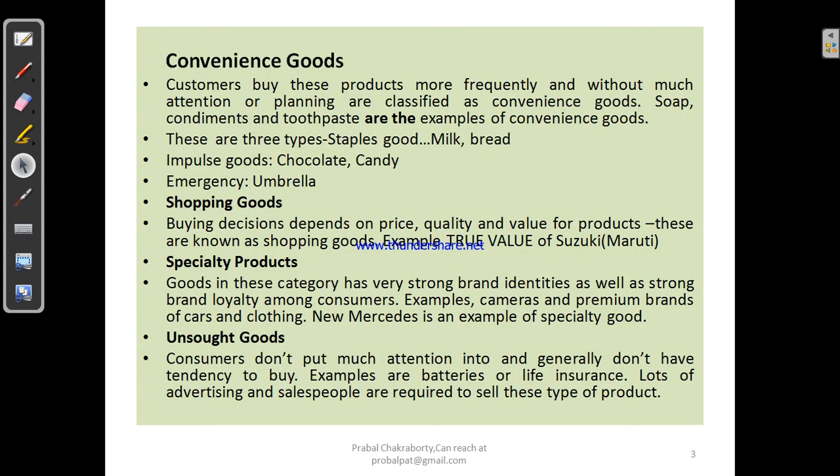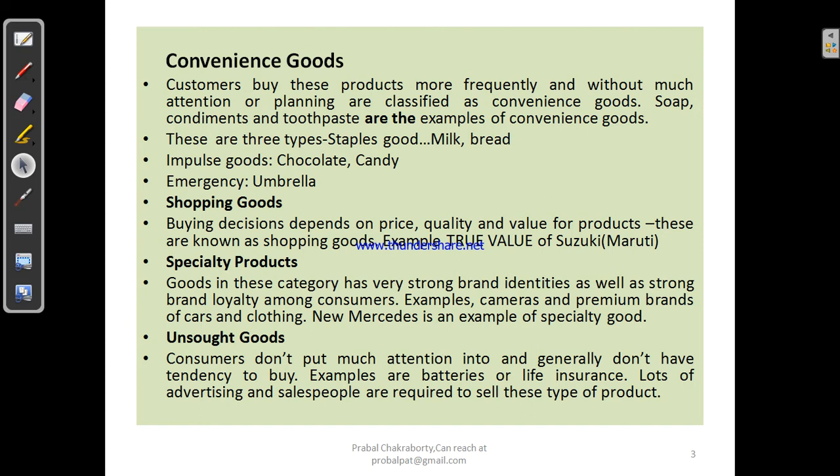Now, I come to convenience goods. Basically, with convenience goods, we do not think a lot while purchasing. We purchase them frequently without much attention or planning, and these are basically soaps, toothpaste, things like this. Convenience goods are divided into three parts: staple goods, impulse goods, as well as emergency goods.